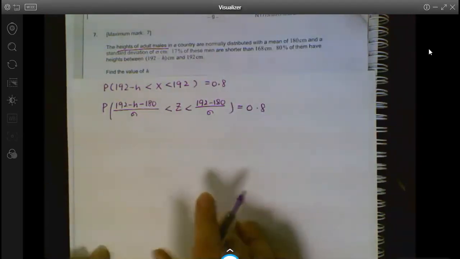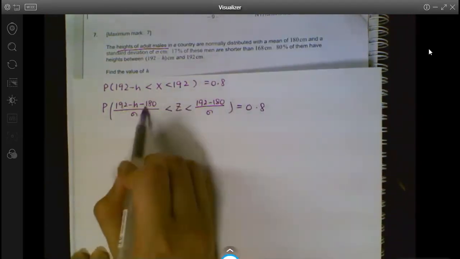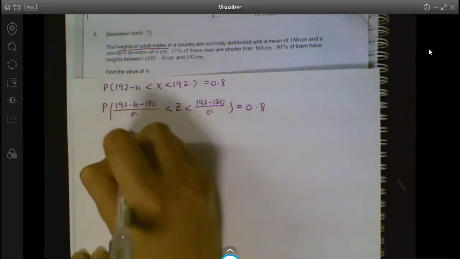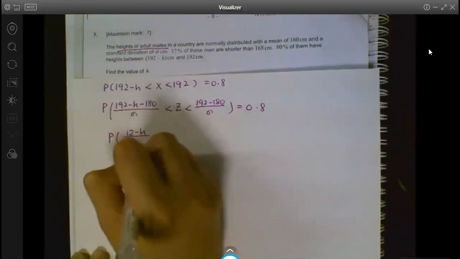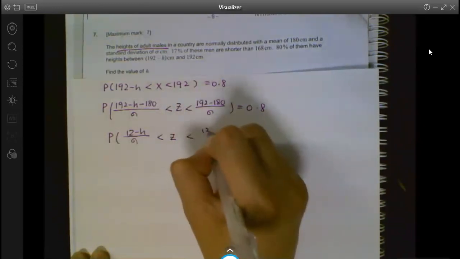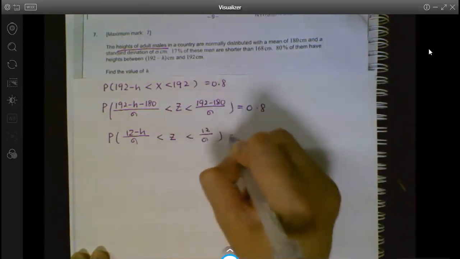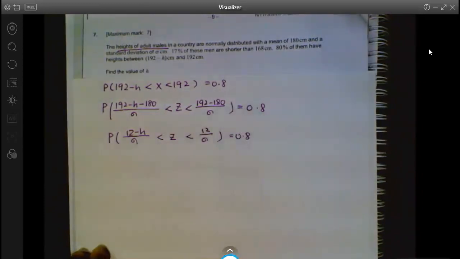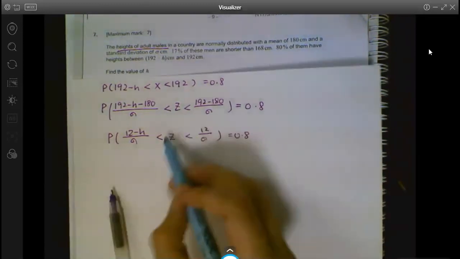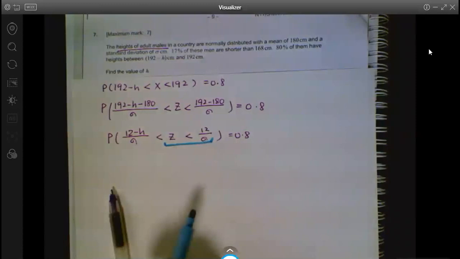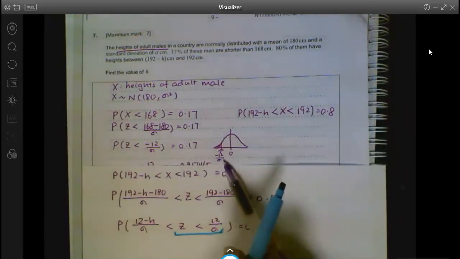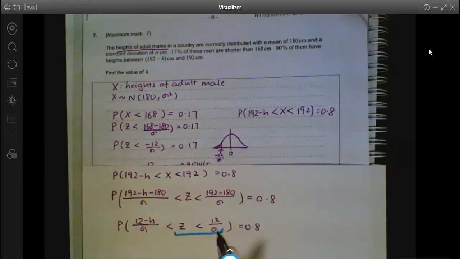All right, I'm going to go ahead and simplify this. 192 minus 180 will give us 12. So 12 minus h over sigma, z, 12 over sigma. And those of you who are sharp will realize that the second part of this is a reflection of what we have earlier. This is negative 12 over sigma. This is 12 over sigma.